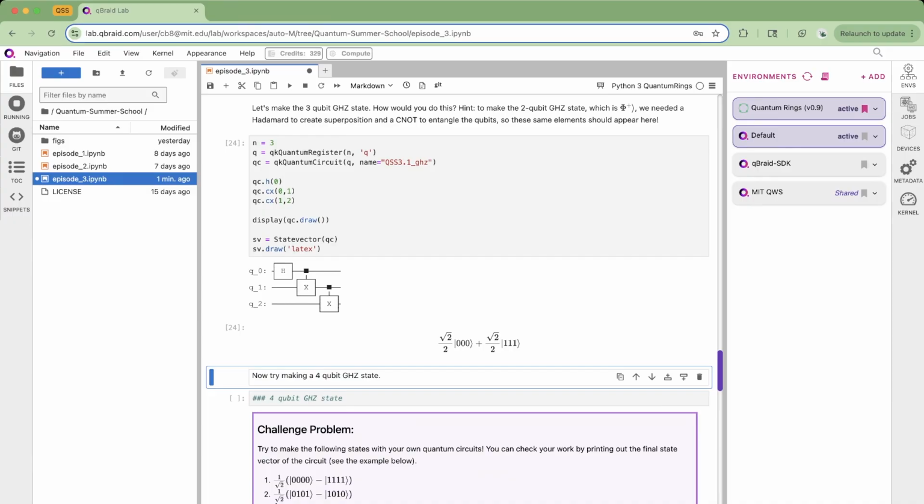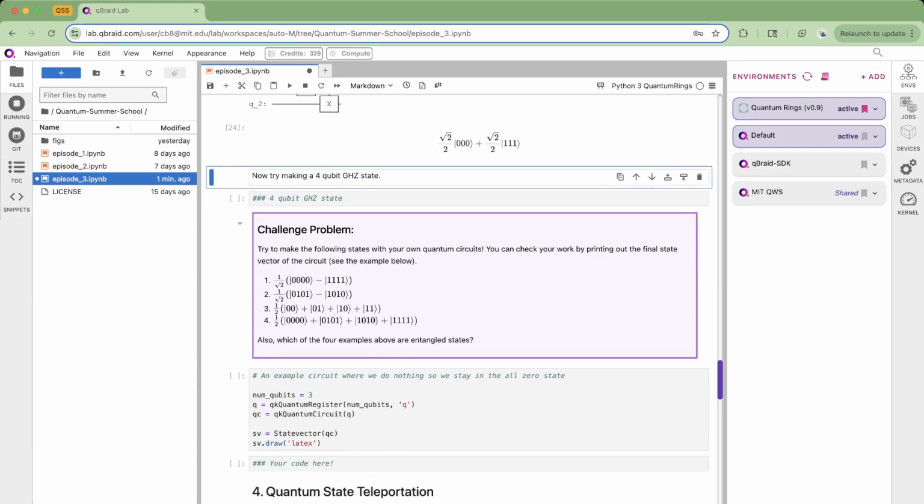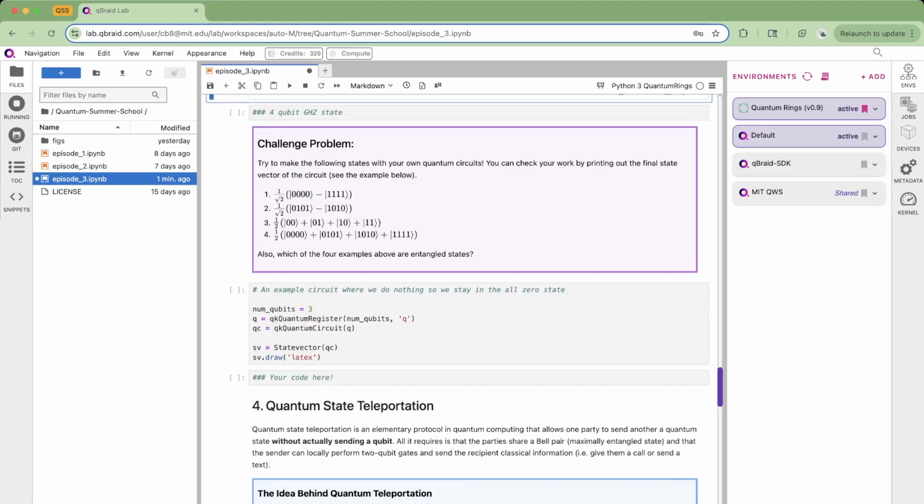So now try making a 4-qubit GHZ state, and then if you want, here's some challenge problems trying to make the following states on your own. So these are some various states. You need to apply similar techniques as creating the GHZ state, but you may also need X or Z gates.